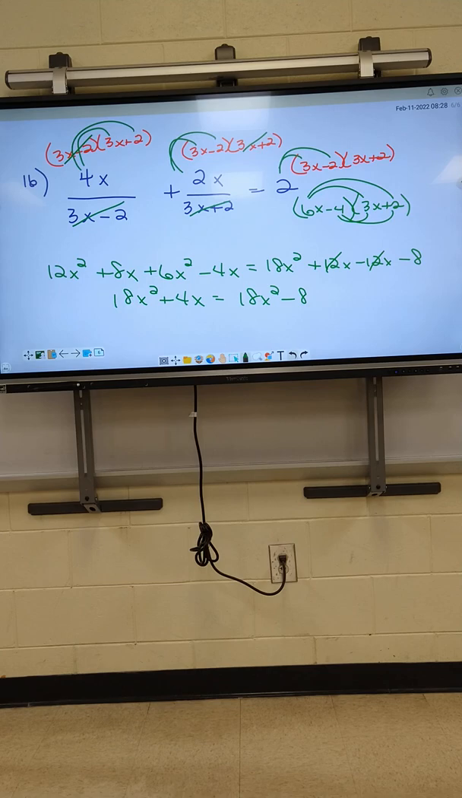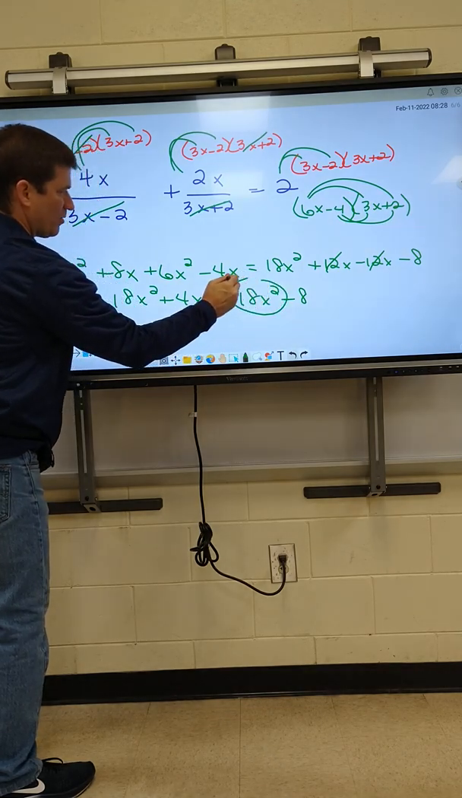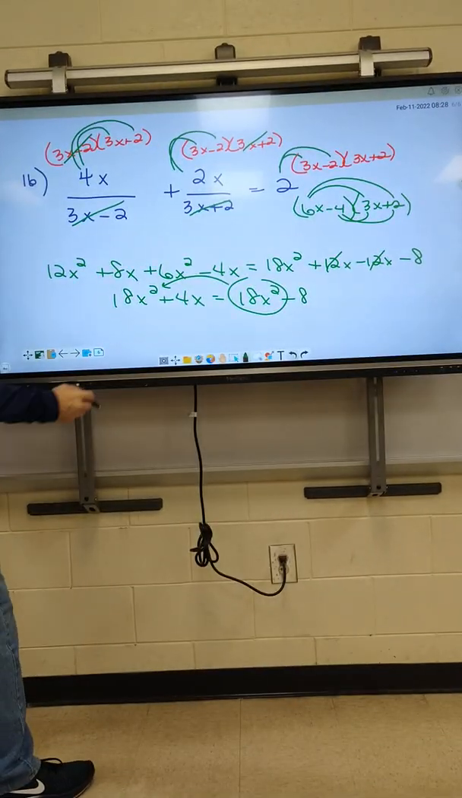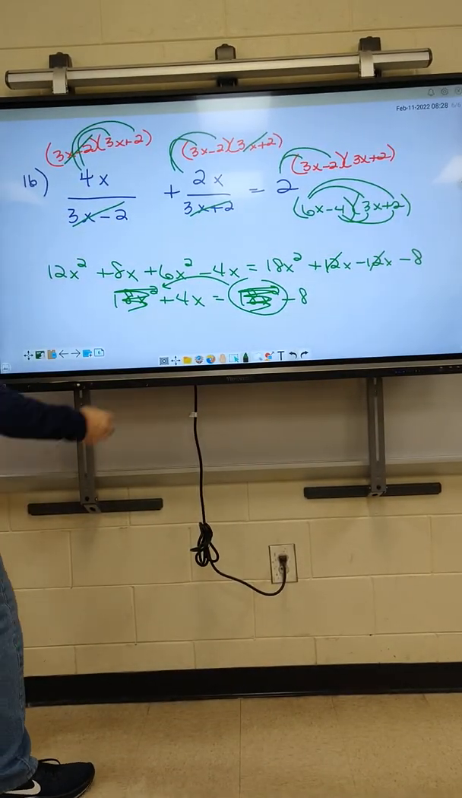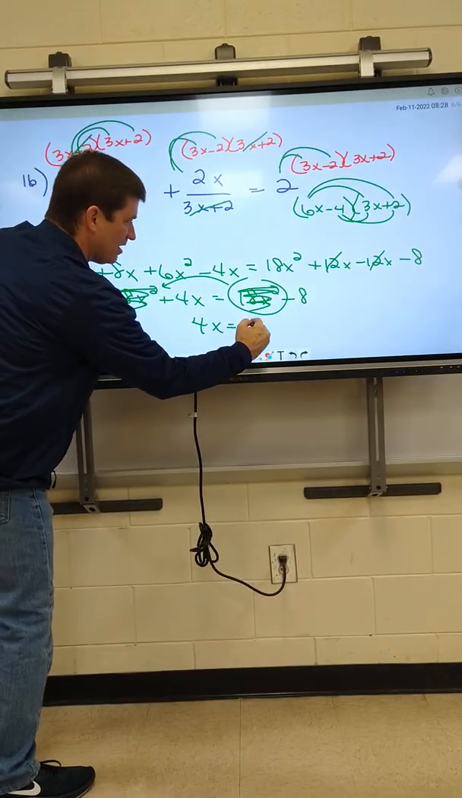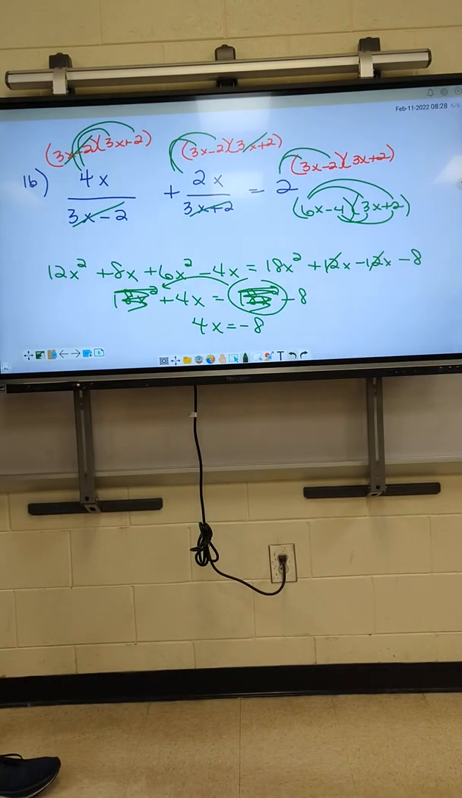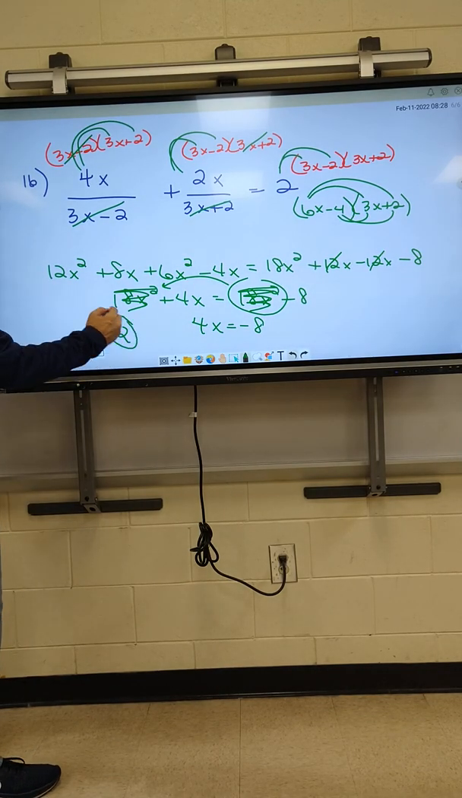All right, so you would look at this and say we're going to have to use quadratic formula because we got an x squared. But what's going to happen with this 18x squared when I move it over here? They cancel out. They're both gone now. You don't have to worry about it anymore. So we just got 4x equals negative 8. What's your answer? Negative 2.